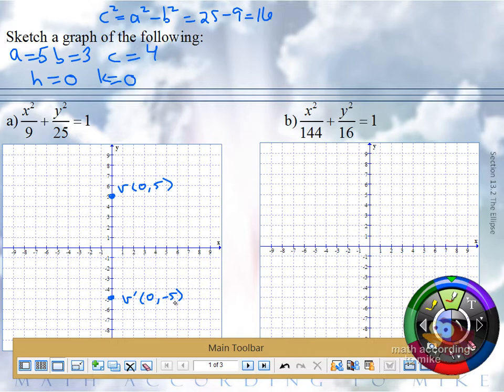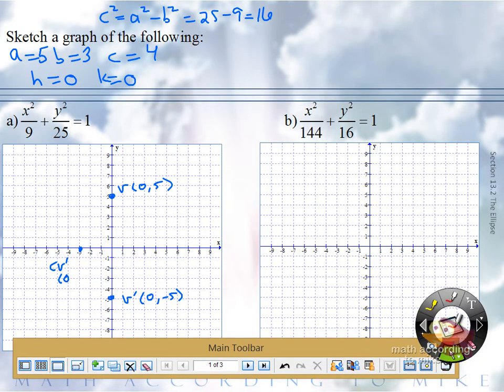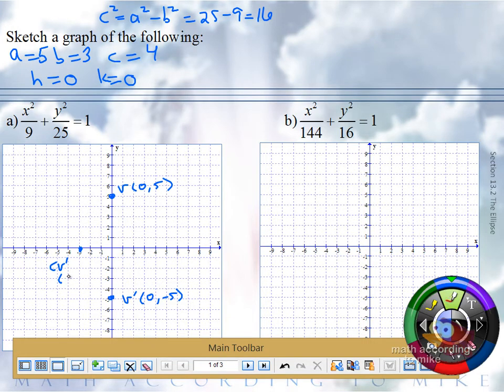Co-vertices, how far and what direction? 3, what direction? Left to right. So we have a co-vertex here. Oh, that's supposed to be a 3. There we go. And then right here. So once you have your vertices and your co-vertices, that's enough to get a general idea of the graph. So just try to sketch in your ellipse.